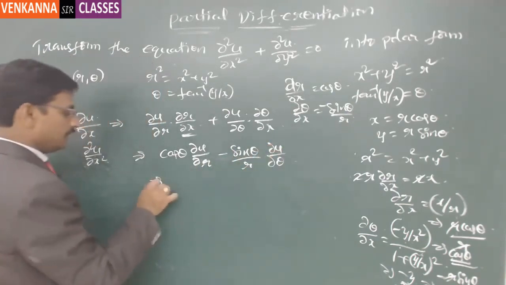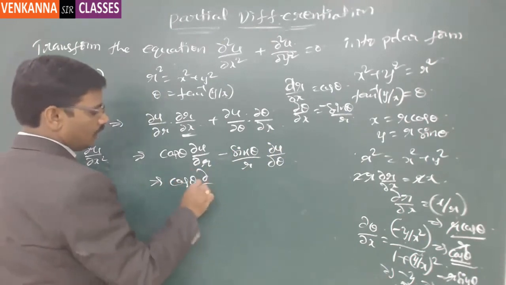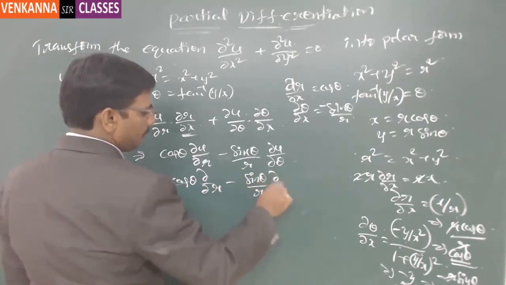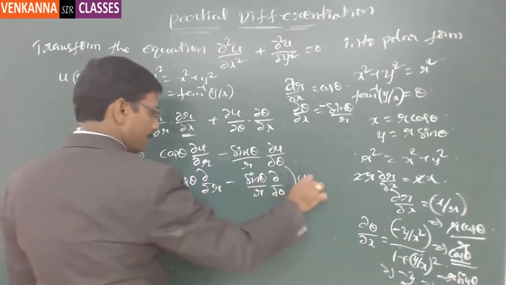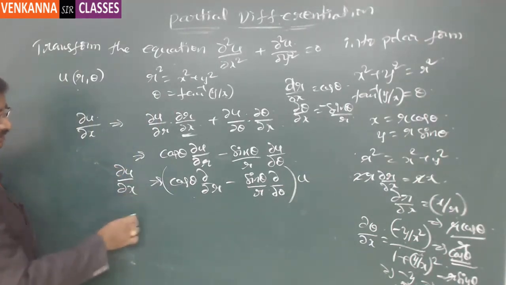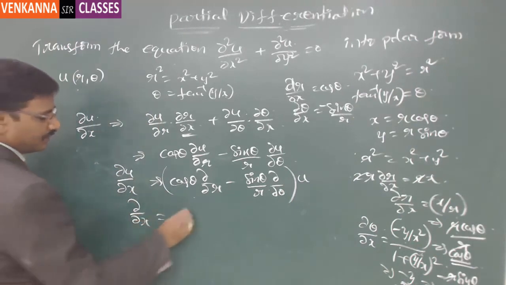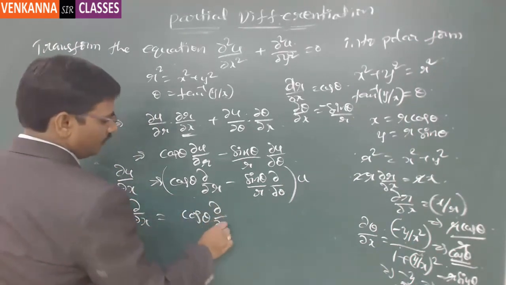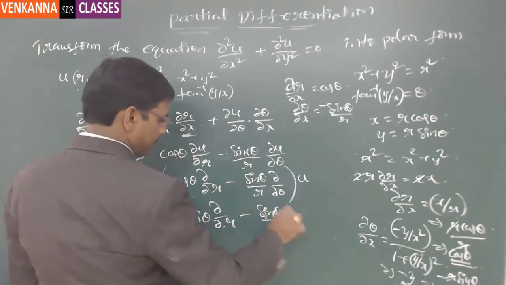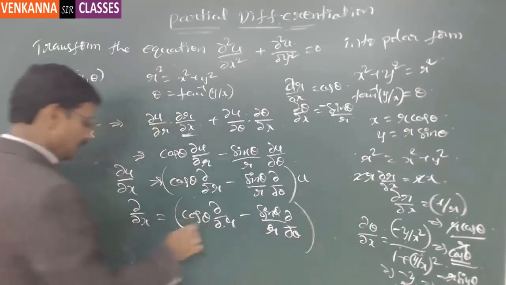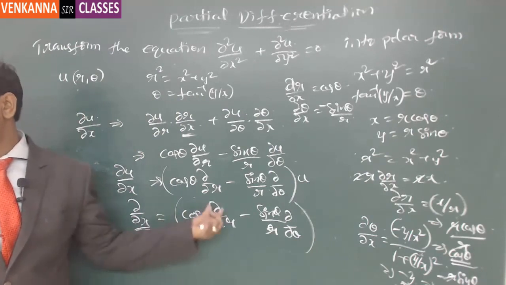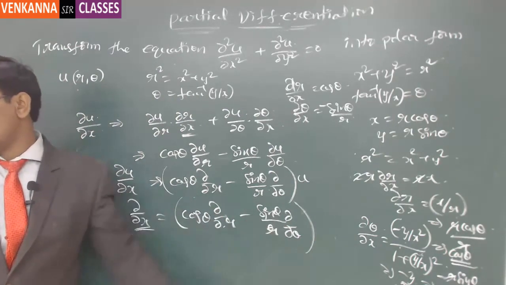So this is cos theta ∂/∂r minus sin theta by r ∂/∂theta of u, which is equal to ∂u/∂x. That means ∂/∂x in polar form is cos theta ∂/∂r minus sin theta by r into ∂/∂theta. So if you want to take the derivative with respect to x in polar form, it is equivalent to cos theta into ∂/∂r minus sin theta by r into ∂/∂theta. Clear?